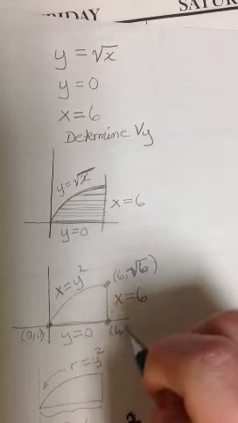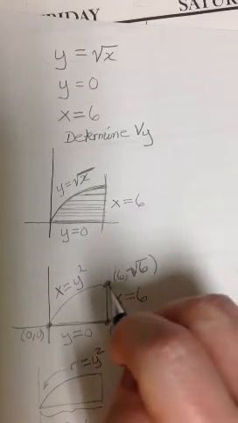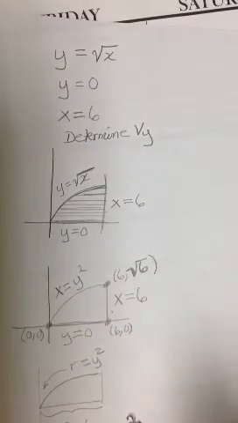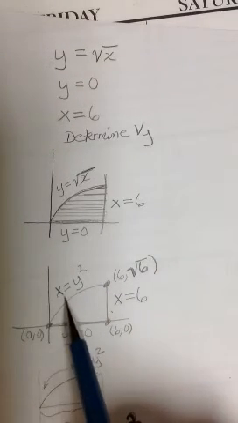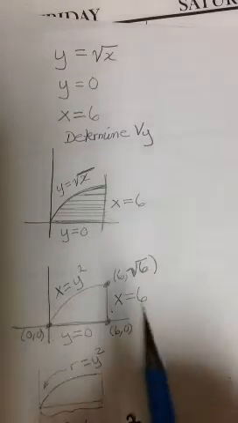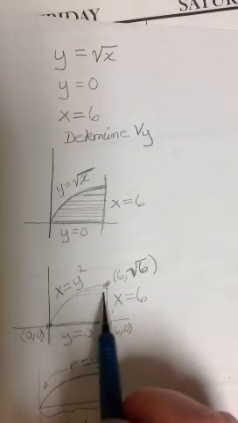And again for the key points, we have the origin, and we have 6, 0 once again, and then in the upper right hand corner region we have 6 and the square root of 6. And again, we have x equal to the quadratic term y squared, then we have x equal to 6, and we have y is equal to 0, and again you'll be integrating over y.